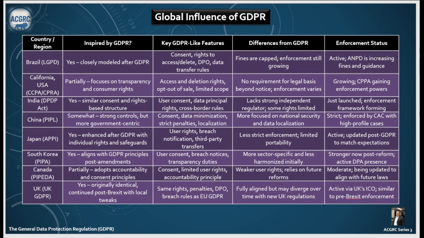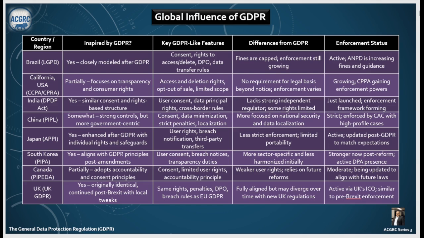India's DPDP, very similar. Consent required, rights are rights-based and structured. Difference, at this stage it lacks a strong independent regulator. Some rights are limited. It's just launched, but as we know, it is evolving fast. As India is evolving, its rules and regulations are getting in line with global standards and growing fast. China's PIPL, it has strong controls, yes, but more government-centric at this point in time. Features are similar: consent, data minimization, strict penalties, localization. But the difference is it's more focused on national security and data localization. Very strict, enforced by the CAC with high-profile cases already recorded.